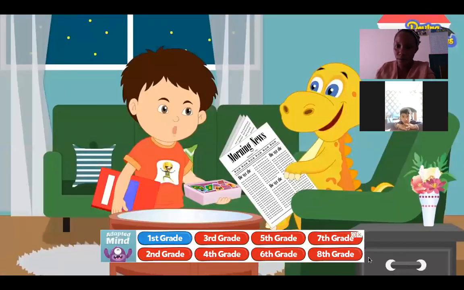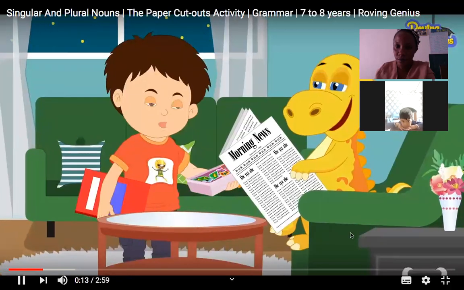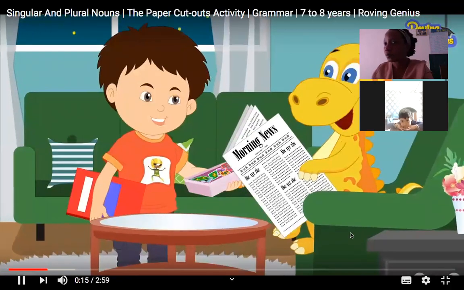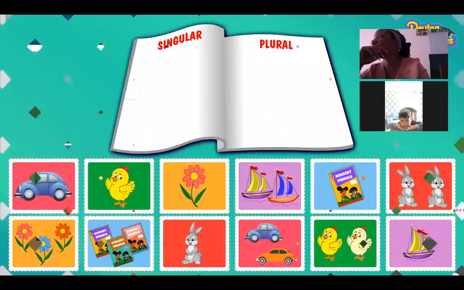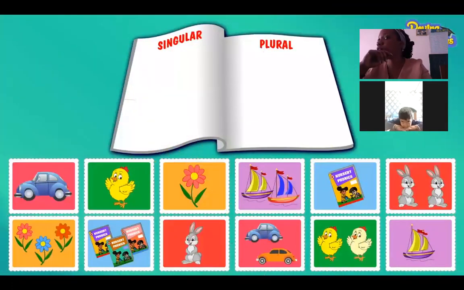Hey Elvis, please help me with this activity. Yes, Victor. Tell me, how can I help you? Our teacher gave us this workbook and some paper cutouts. We were told to stick all singular nouns on one side, plural nouns on the other side.